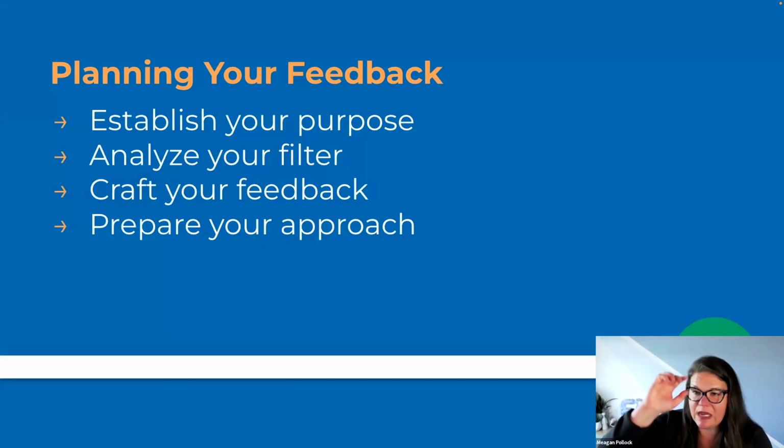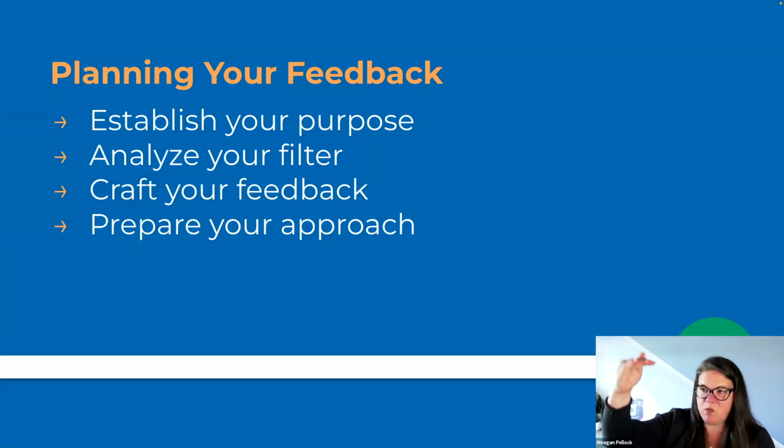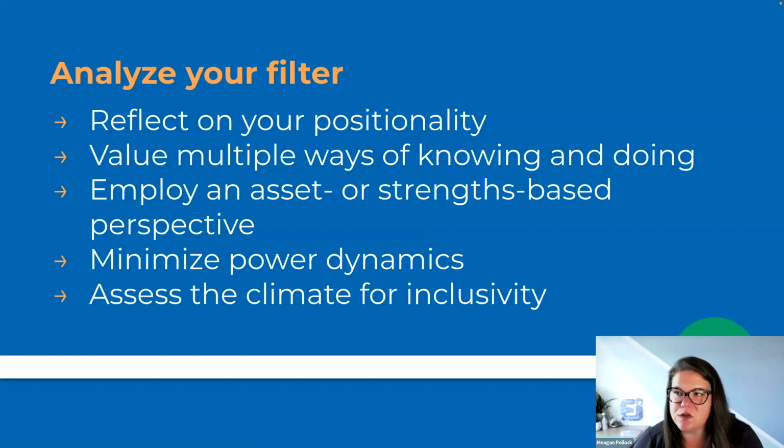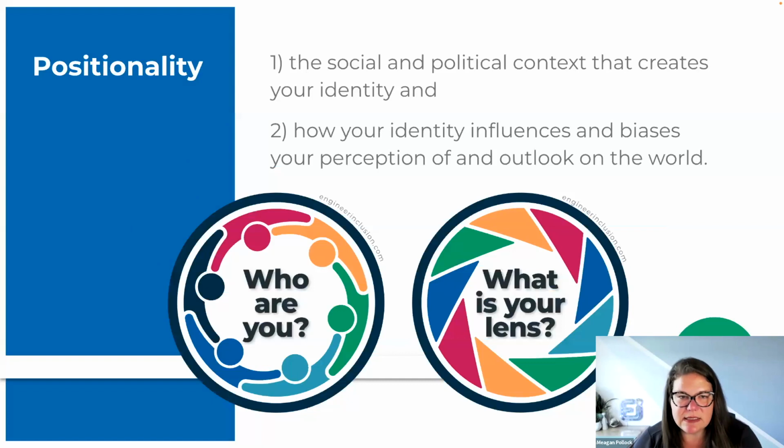To plan our feedback, we've got a tool that helps us break down into 4 buckets. 1 is to establish our purpose. 2nd is to analyze our filter. 3 is to craft the feedback, and 4 is to prepare our approach. To analyze our filter, we have to reflect on our positionality. And positionality is this social and political context that creates our identity, and how our identity influences, biases our perception of an outlook on the world.